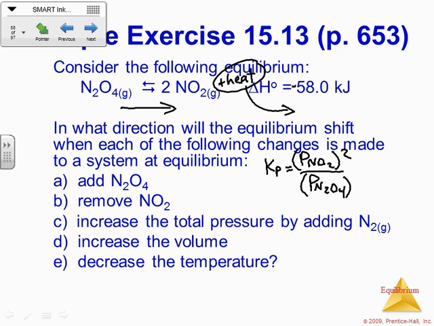I wouldn't memorize that though. I would just think about your equilibrium expression, think about which direction the equilibrium is shifting, and think about how that would have to change K. Because when we change the temperature, I don't know, I'm going to say that. I'll just leave it at that, okay? Does that make sense?